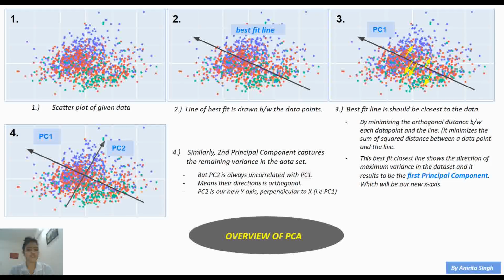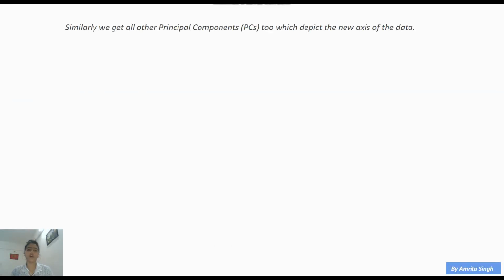Similarly, we would get our second principal component that will capture the remaining variance in the data set. I said that each principal component is orthogonal to the preceding one. So the second component would be perpendicular to the first component. You can see here in the fourth graph. That will act as a y-axis. Similarly, we get all other principal components, which depict the new axes of the data, or the coordinates of the new feature space, where we will be projecting our original data set at the final step of PCA.